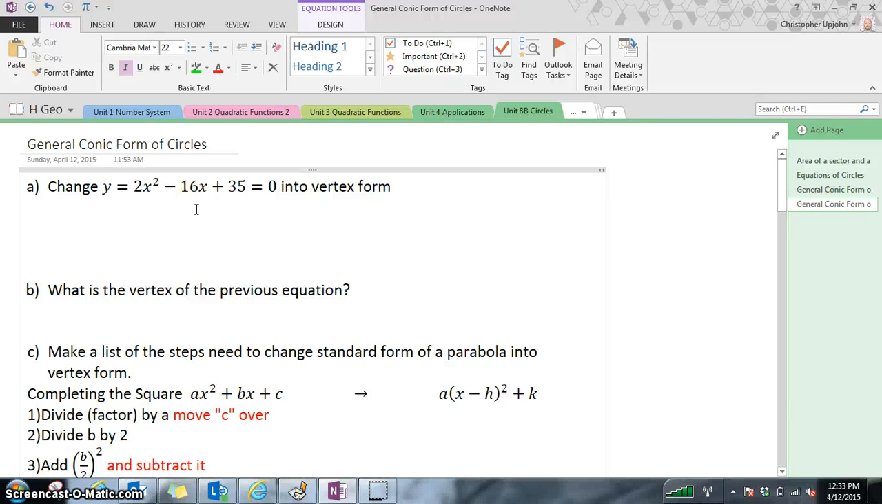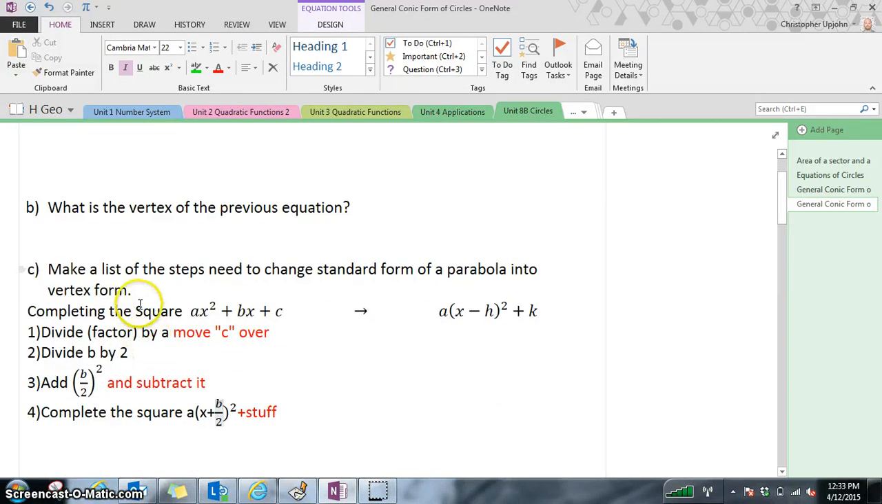Alright, we're going to review completing the square in a parabola to begin with, so we're actually going to look at letter C. Let's make a list of the steps needed to change standard form of a parabola into vertex form, so we're completing the square. If we have ax squared plus bx plus c, we want it to be a times quantity x minus h squared plus k. First, we divide or factor by a.